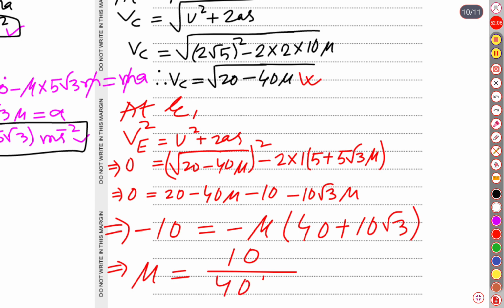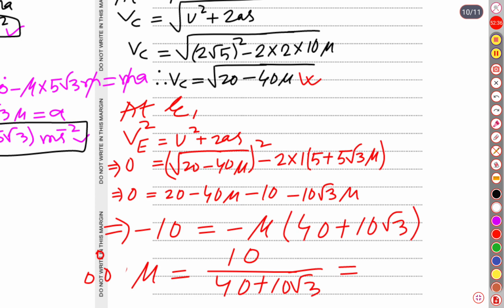40 plus 10 square root over 3. Well, finally our mu is going to be, so this may be the last step for this part. Let the hence symbol be used. So our final value is going to be 10 over 40 plus 10 square root over 3.